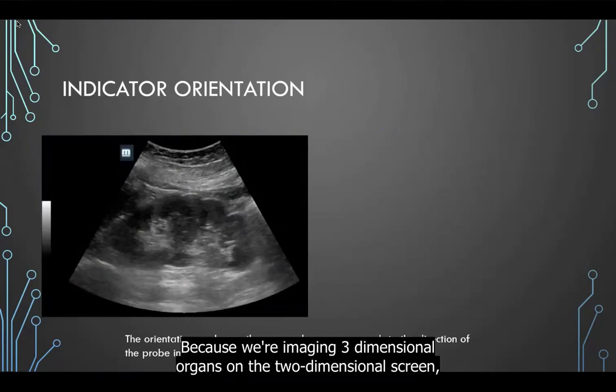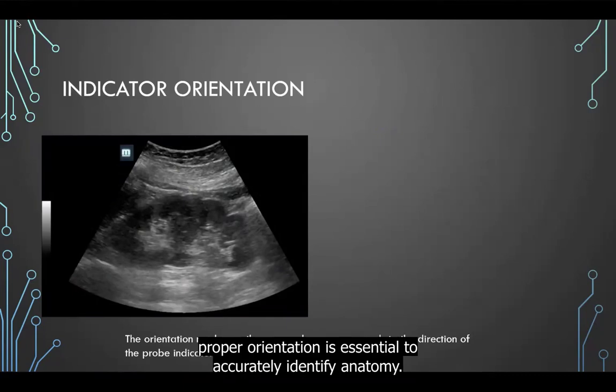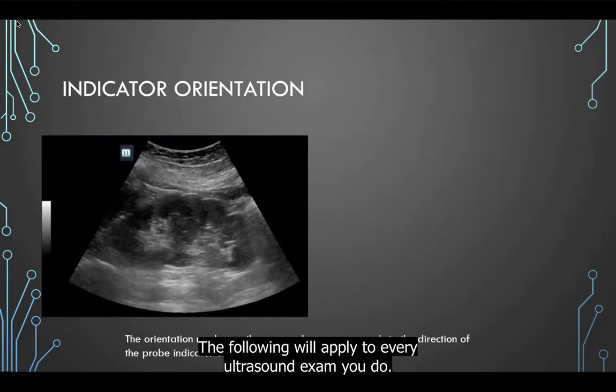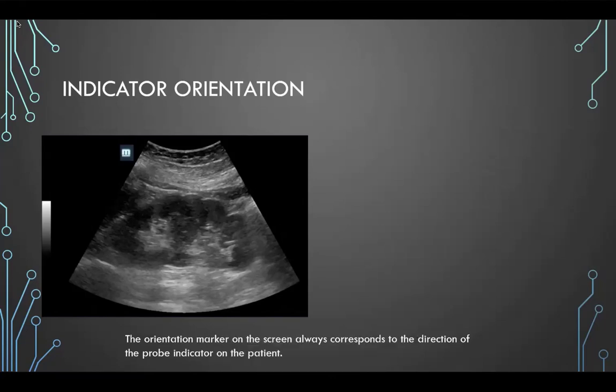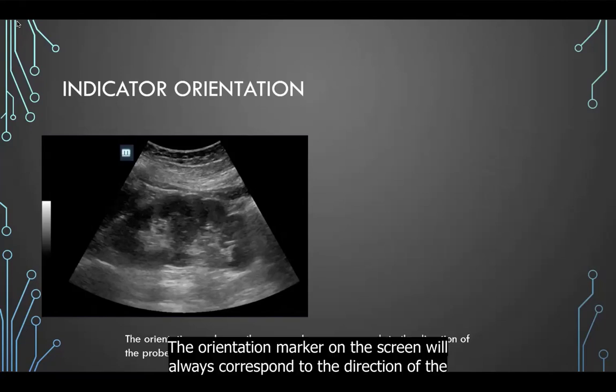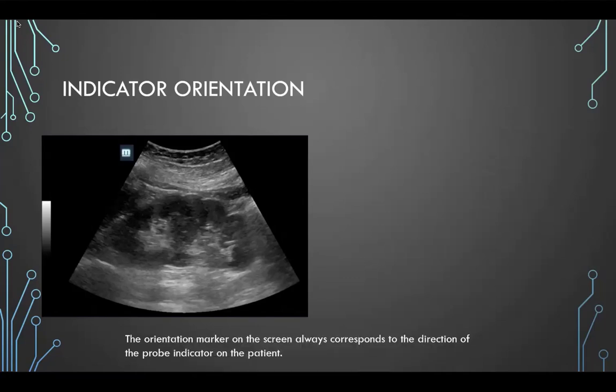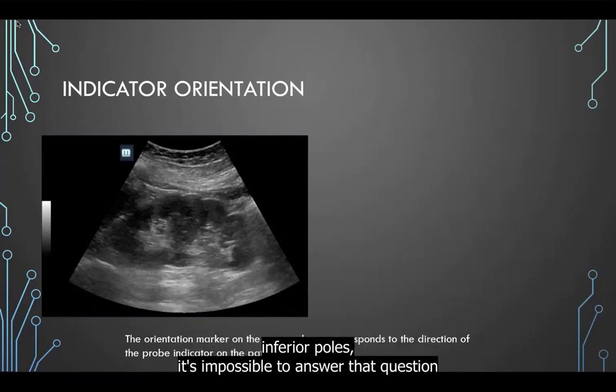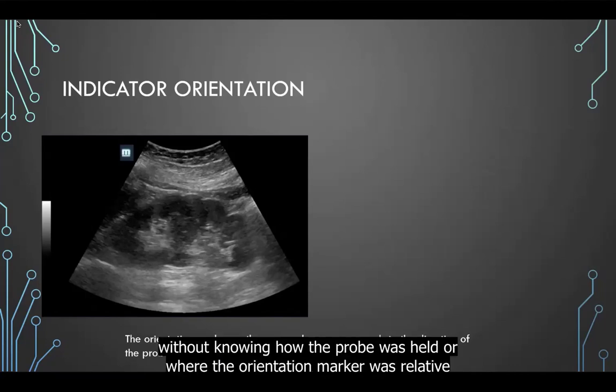Because we're imaging three-dimensional organs on a two-dimensional screen, proper orientation is essential to accurately identify anatomy. The following will apply to every ultrasound exam you do. The orientation marker on the screen will always correspond to the direction of the probe indicator on the patient. If we look at this kidney image, and I tell you to identify the superior and inferior poles, it's impossible to answer that question without knowing how the probe was held or where the orientation marker was relative to the patient.